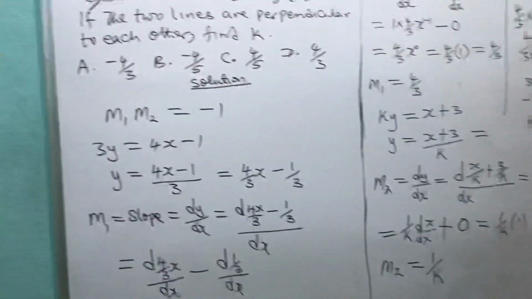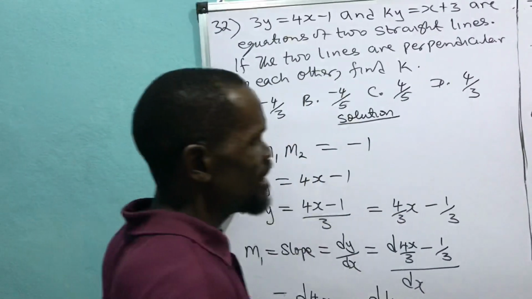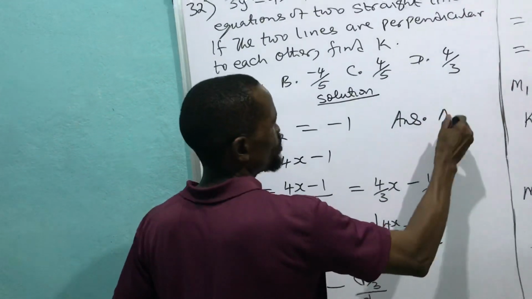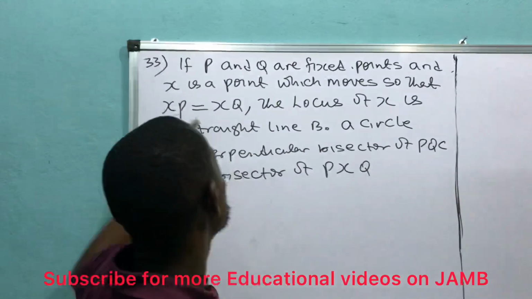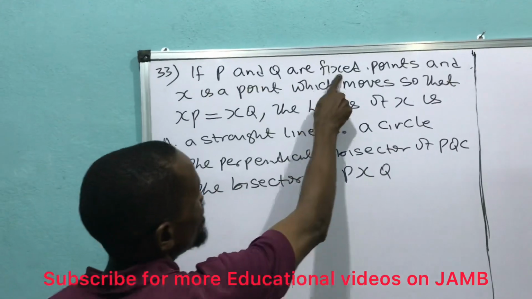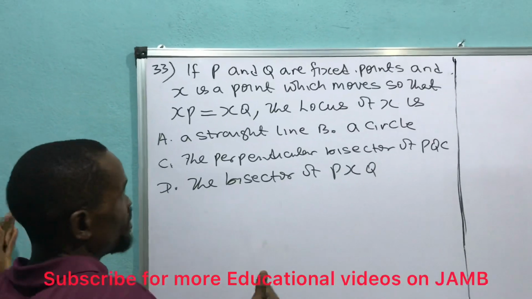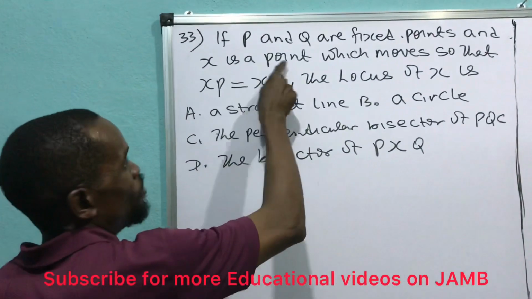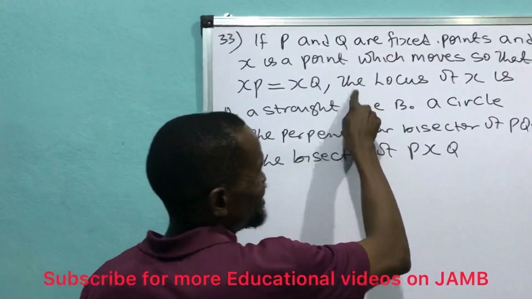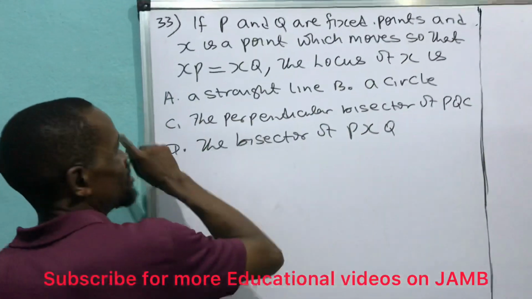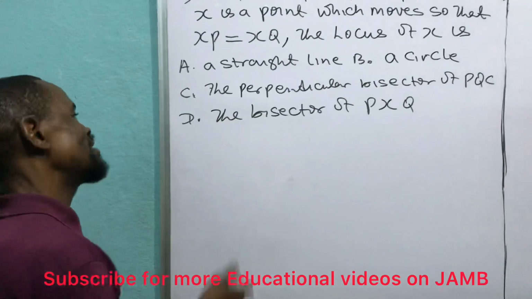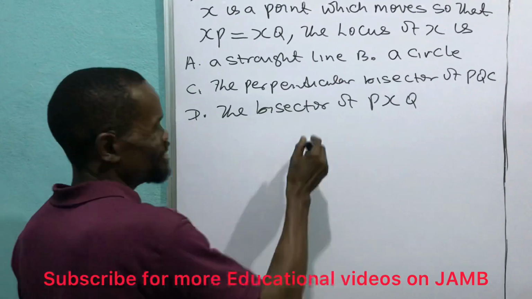Let's go to the options. We'll see that option A, which is minus 4 over 3, is correct here. My answer is option A. This is question number 33. Question number 33 says, if P and Q are fixed points, and X is a point which moves so that XP is equal to XQ, the locus of X is a dash. Look at the options given to us. It's a simple solution.